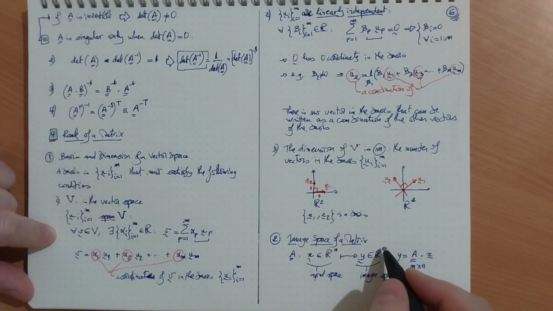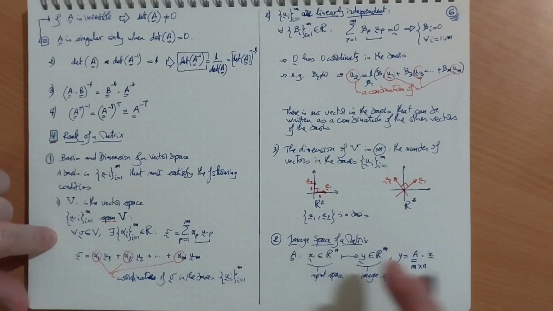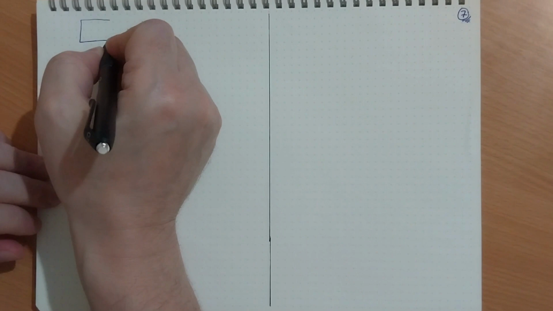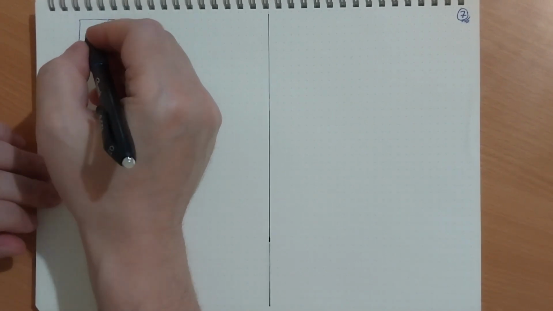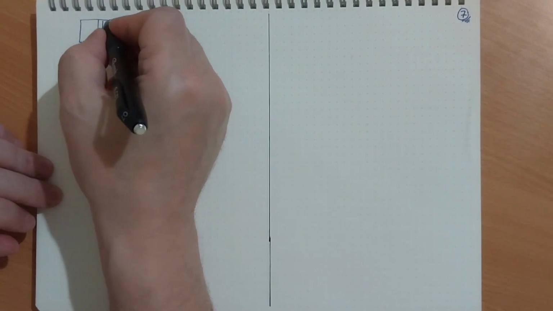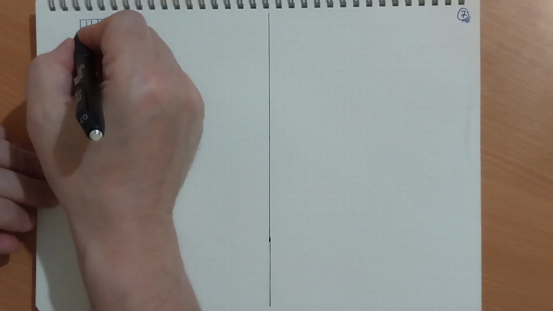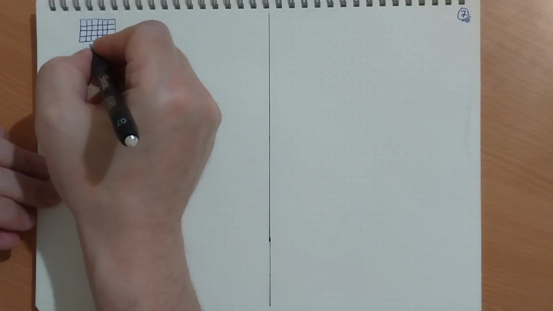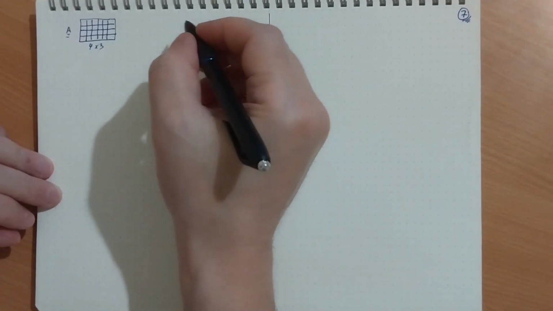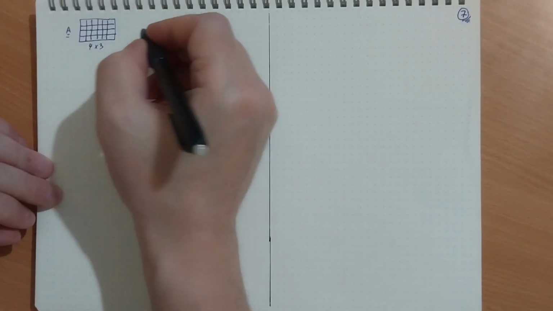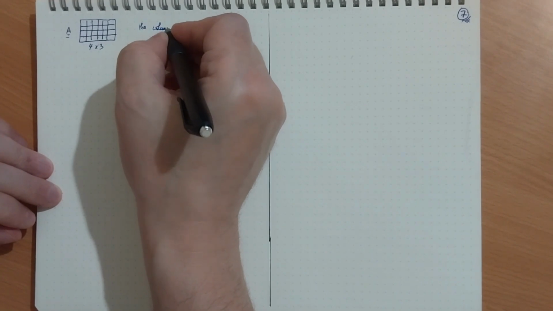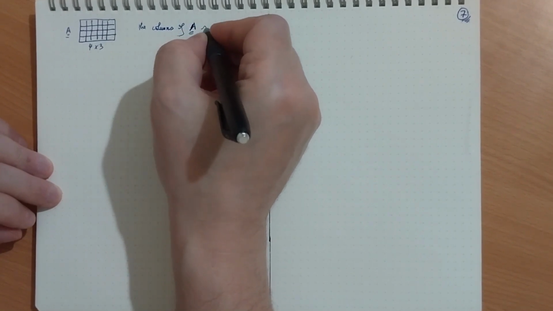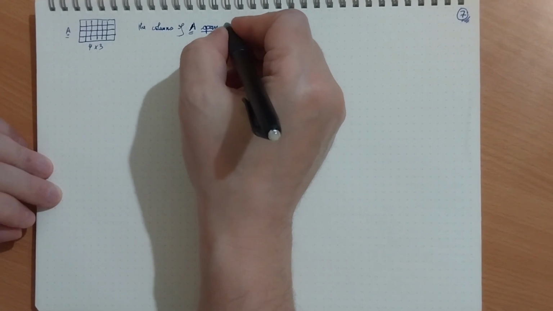Now we are interested here in studying the image space using the columns of A. Let's write it like this. For example, we have a matrix with 6 columns and 4 rows, so 4 by 3, a matrix M. And the columns of A span the image space.